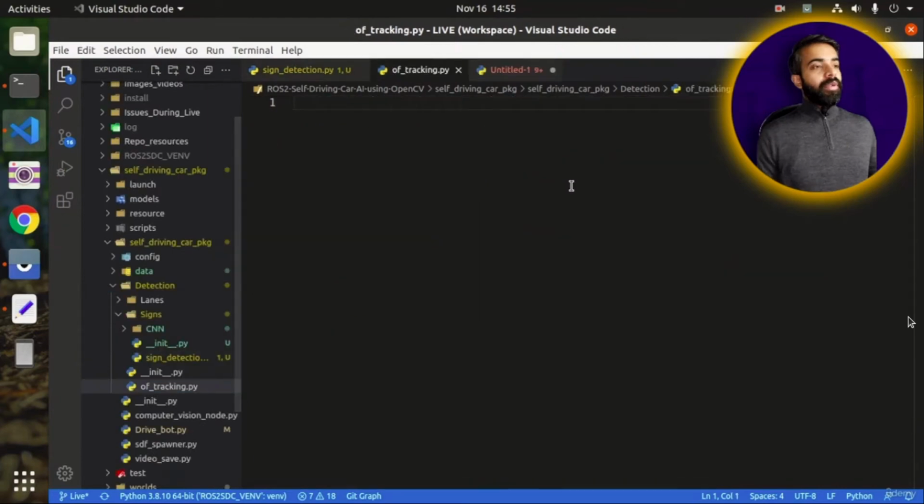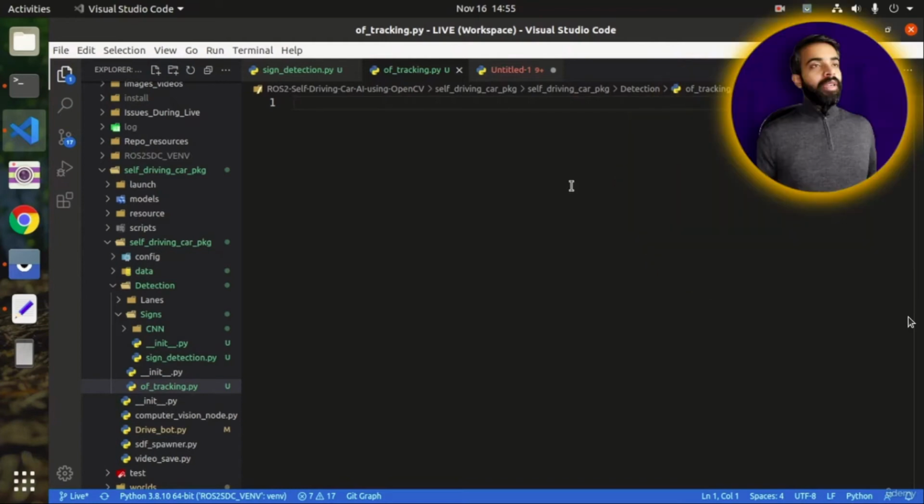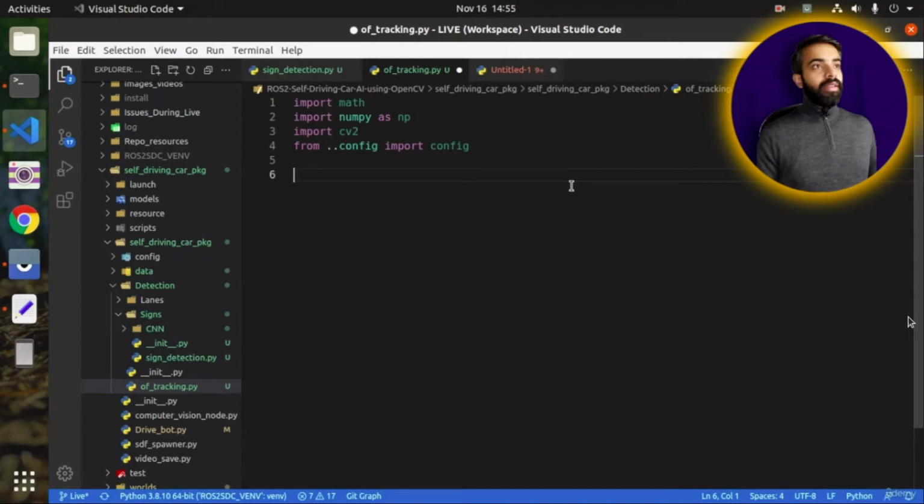Now this particular file that will contain the tracker class is placed inside the detection folder and not inside the sign detection folder because of one primary reason. That is that we want the tracker class to be accessible to all the modules that may require it. Once inside the opticalflow.tracking.py file, we simply import all the libraries that will be used to create this tracker class. Then we simply declare our tracker class by writing class Tracker.